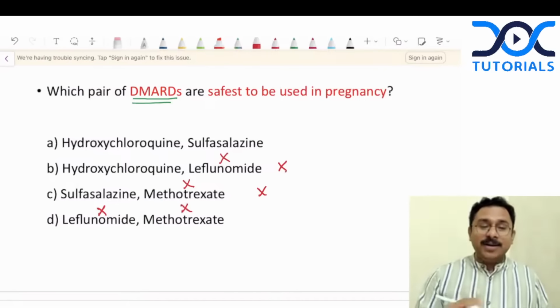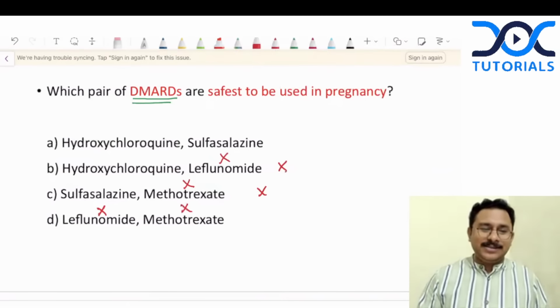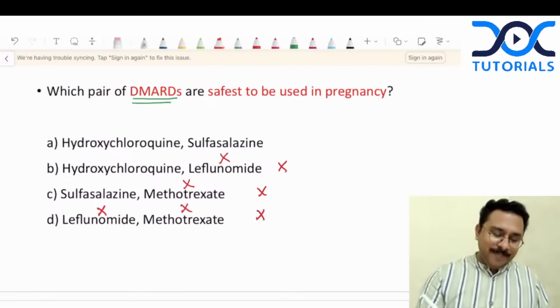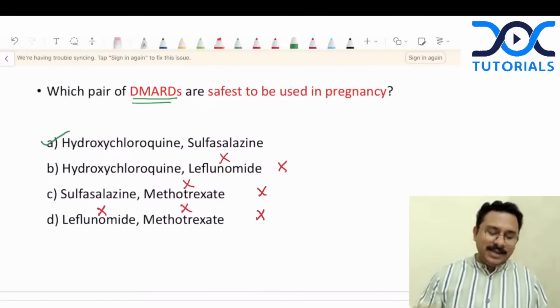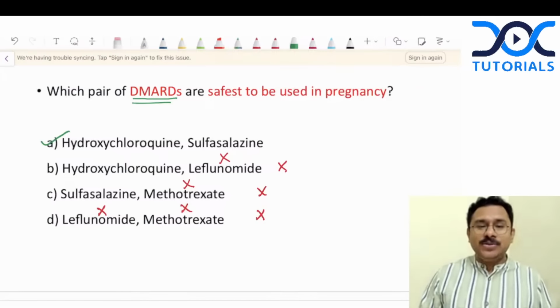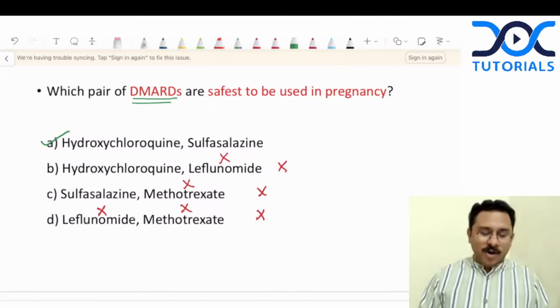Option C, I'm cutting because methotrexate is contraindicated in pregnancy. Option D, both are contraindicated in pregnancy. But option A, hydroxychloroquine and sulfasalazine, both these disease-modifying anti-rheumatoid drugs, are the safest to be used in pregnancy. Answer is going to be option A.